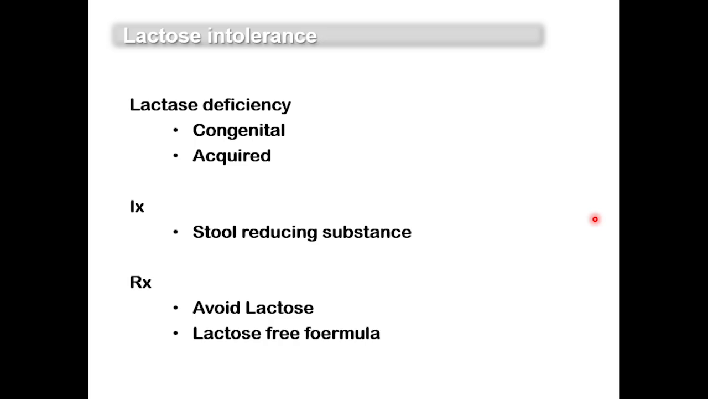You should know how to collect stool for reducing substance. Ask the patient to lie on a polythene sheet, let the diarrheal stool pass, and collect it with a syringe, because you need the liquid stool to do the reducing substance test. Otherwise, if you collect the stool from the nappies and squeeze it to get the liquid, it is not successful. The treatment is to avoid lactose-containing food and use lactose-free formula.